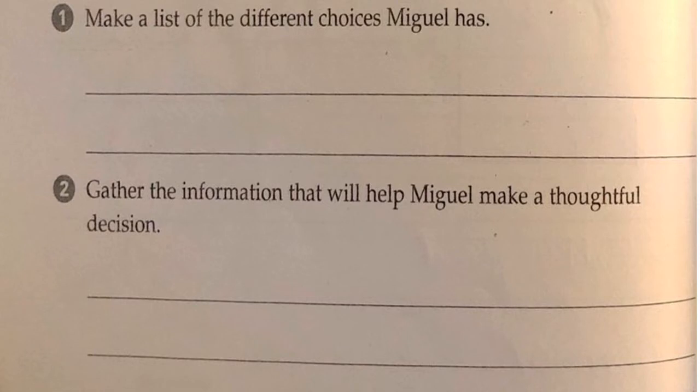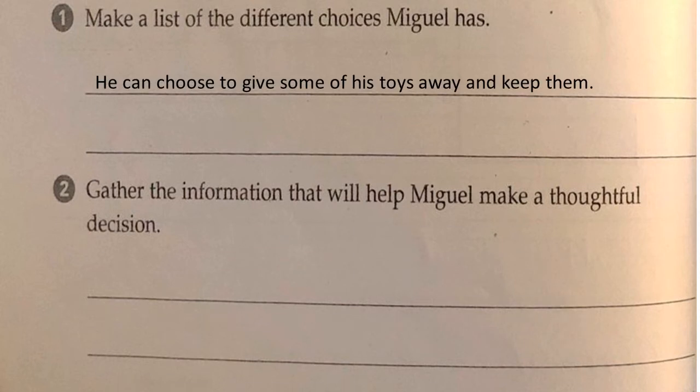First, make a list of the different choices Miguel has. The answer is very simple and clear. He can either give his toys away or he can keep them. So you can write that down.